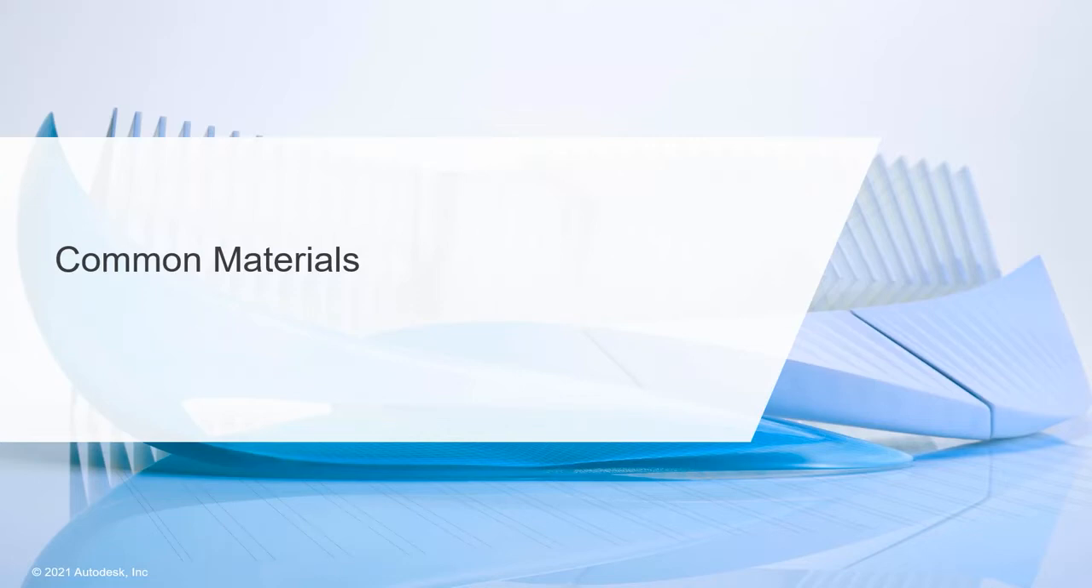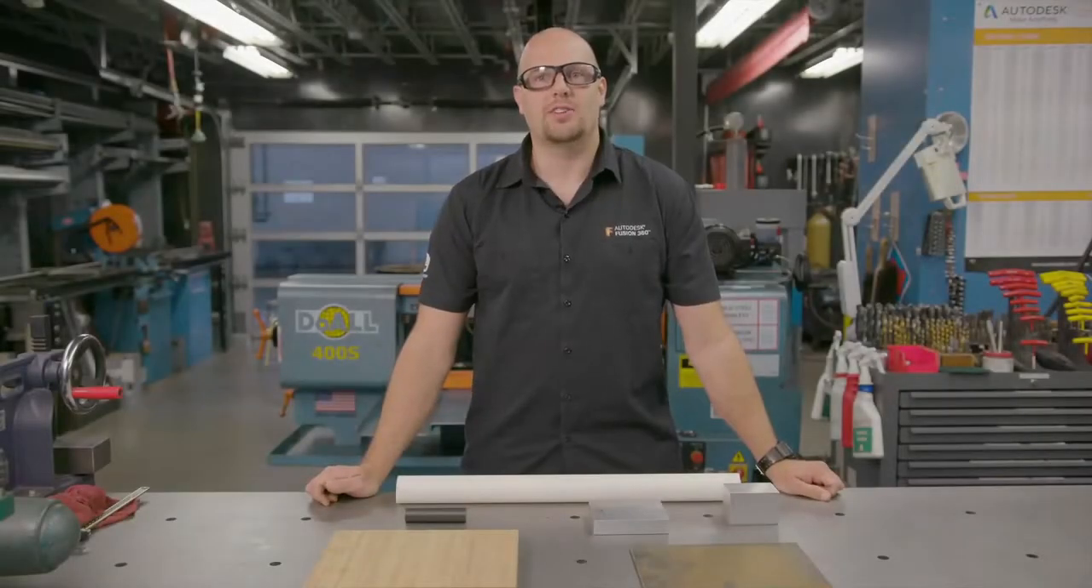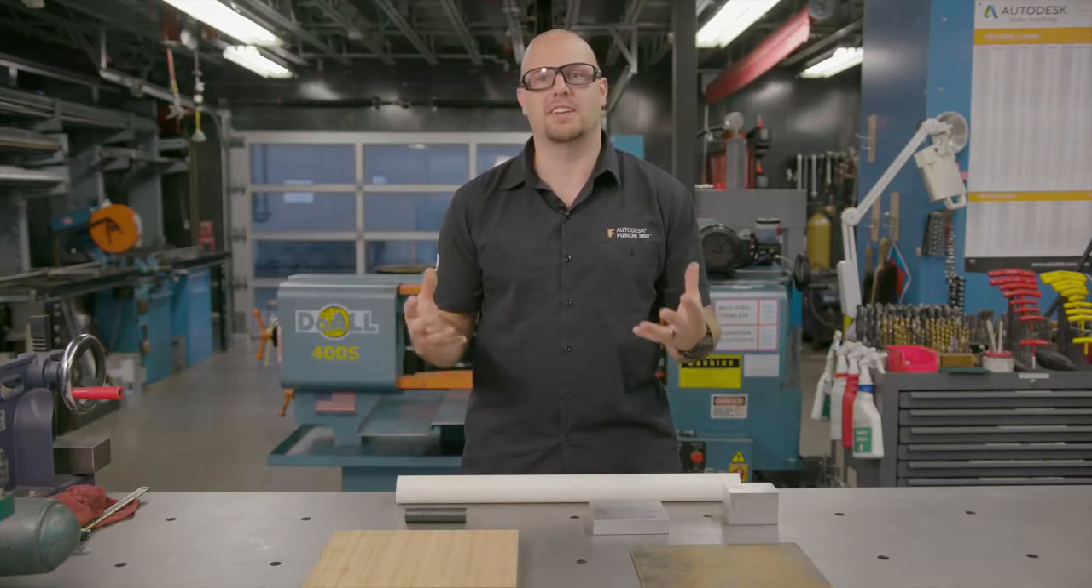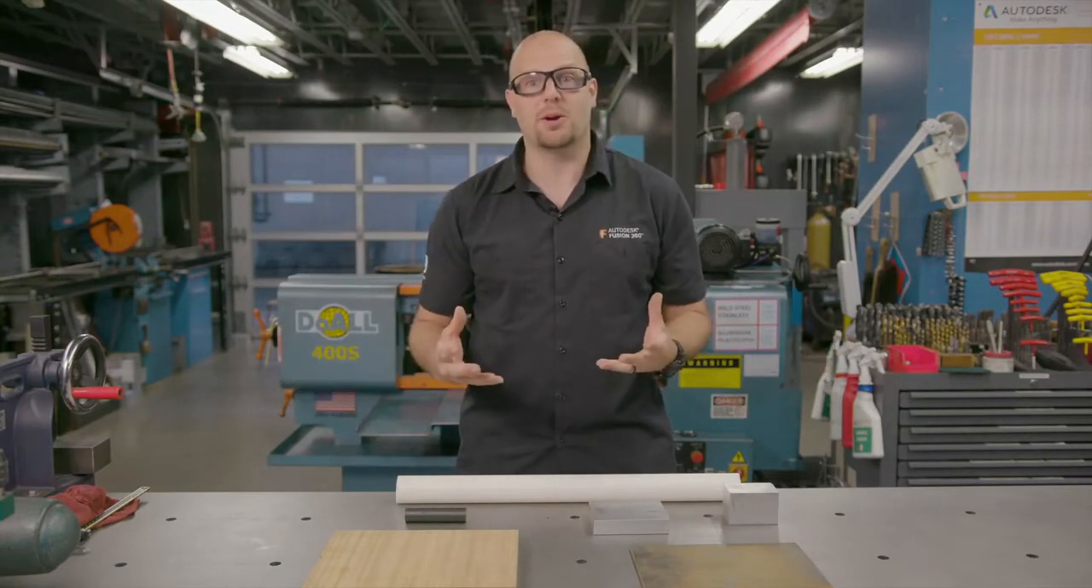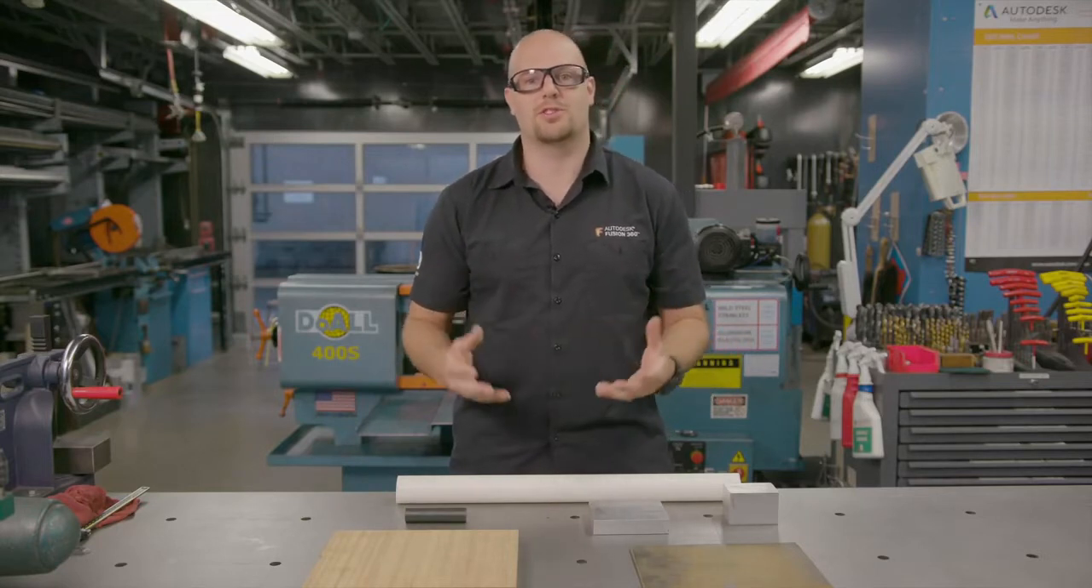Common materials. In this video, we'll identify different types of material, define stock, and summarize differences in material shapes. All right, so when we talk about CNC machining, we're talking about making a finished part. Now, to get to a finished part, we have to start with some sort of material. That's what the term stock refers to.